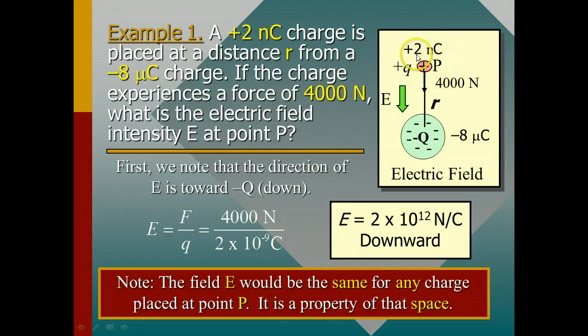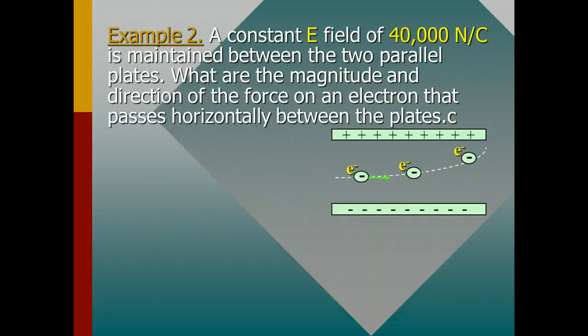This would be the same regardless of whether or not we had a +2 nanocoulomb charge here. If we had a smaller charge, we would have a smaller force, but we'd have the same electric field. It's a property of that specific space. Here's a second example. In between two parallel plates, we have a constant electric field. We'll talk about why that is sometime soon.